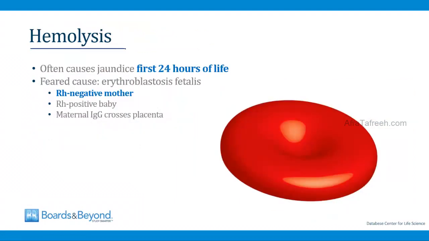Hemolysis is a very rare but life-threatening cause of unconjugated hyperbilirubinemia. This often causes jaundice in the first 24 hours of life, and this is much quicker than the other forms of jaundice like physiologic and breast milk jaundice.